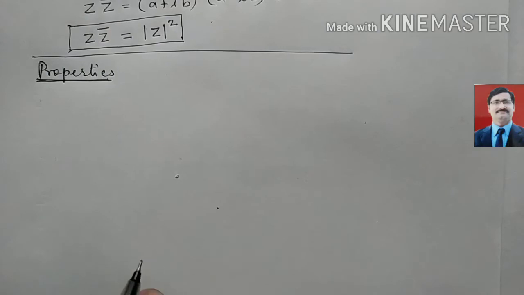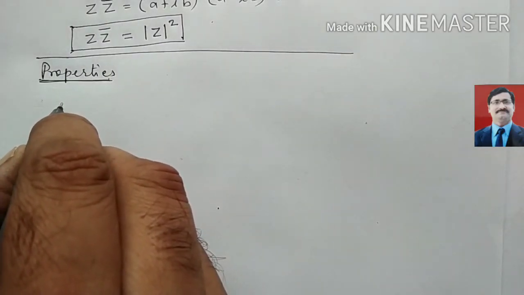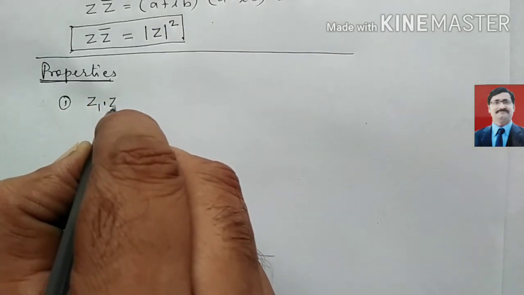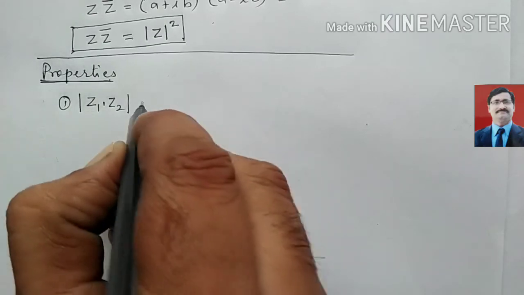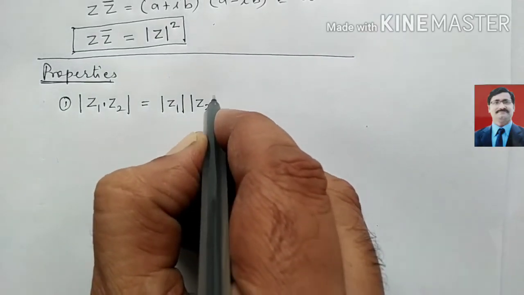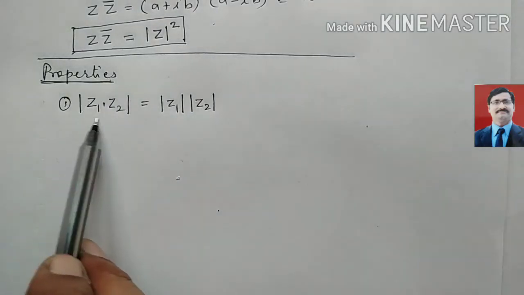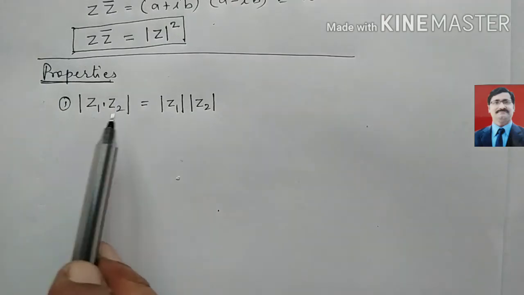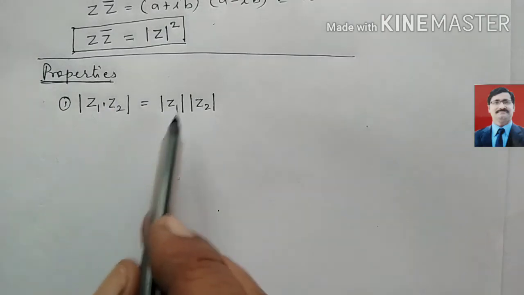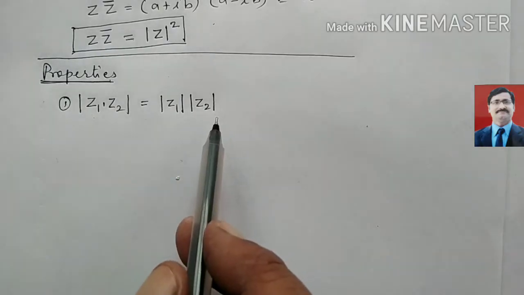Some more properties you can understand for the modulus and conjugates. Look here, if you are given z1 into z2 and you take the modulus, that will be equal to modulus z1 into modulus z2. If you have to find the modulus of z1 into z2, and you have the separate modulus of z1 and modulus of z2, you simply multiply and you will get your answer. Do all of you understand this?